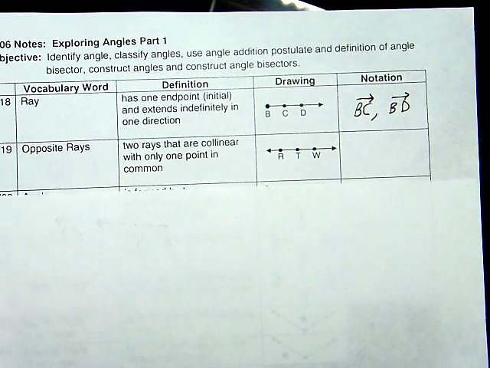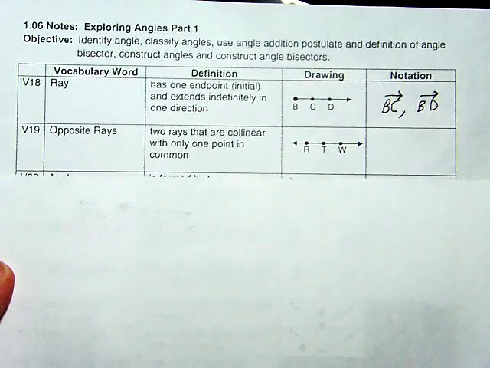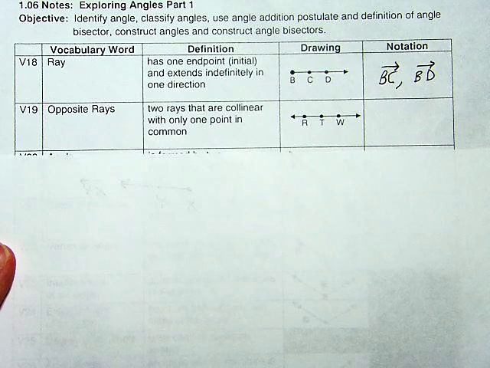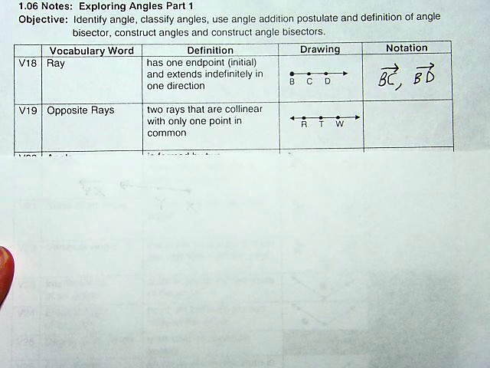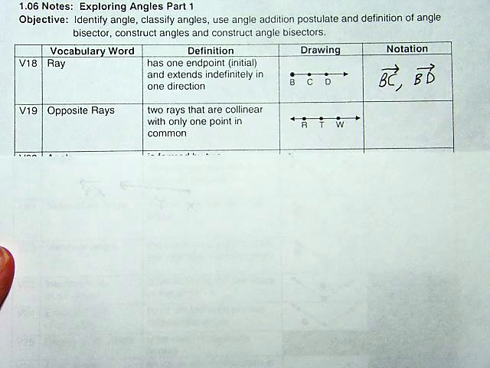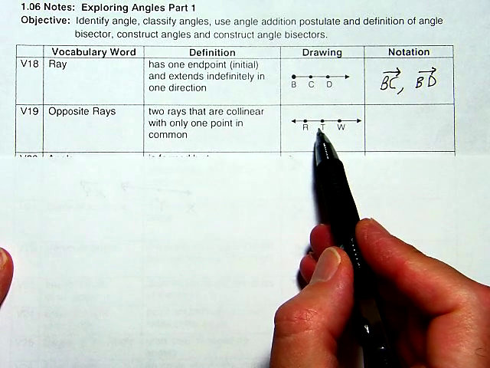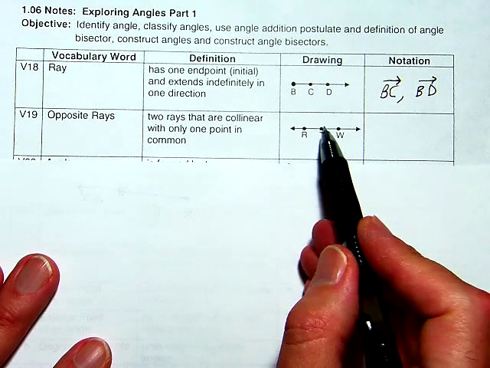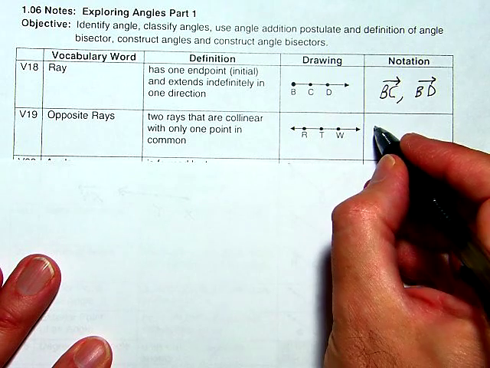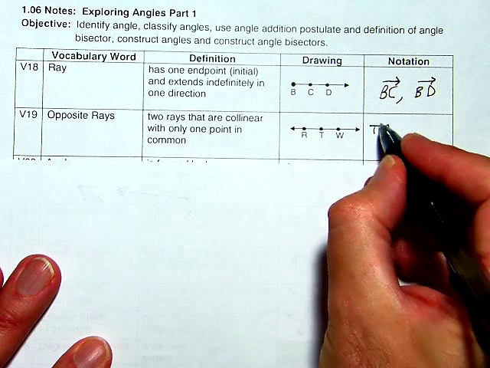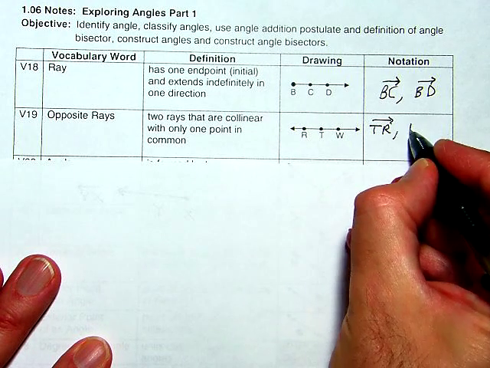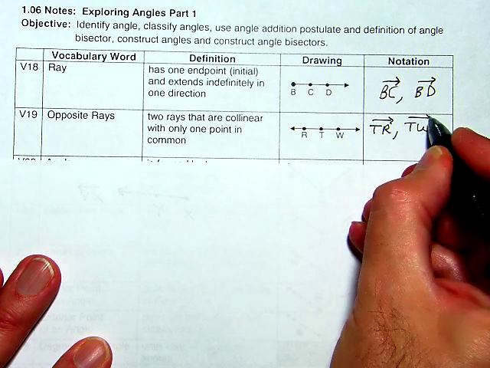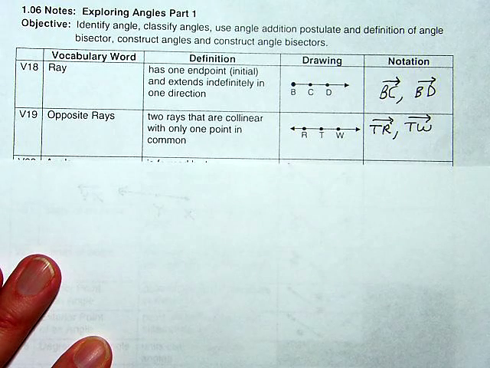Opposite rays. Opposite rays are defined as two rays that are collinear. Both rays lie on the same line, and they share only one point in common. So in this case, we've got two rays which share only point T in common. These rays are TR and TW. Okay, so ray TR and ray TW.